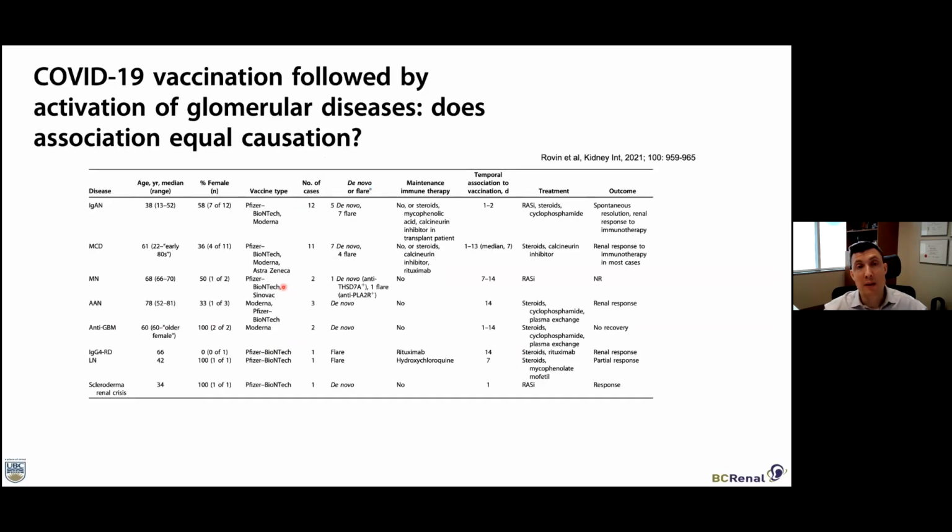Since COVID-19 vaccines were introduced, many of you may be aware that there have been isolated case report publications reporting people with glomerular disease that have had flares of their disease within a reasonably short time frame of being exposed to a COVID-19 vaccine. A case report is when someone reports on an individual single case and describes what happened to that person in the period of time after getting a vaccine.